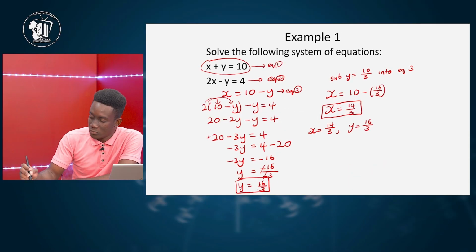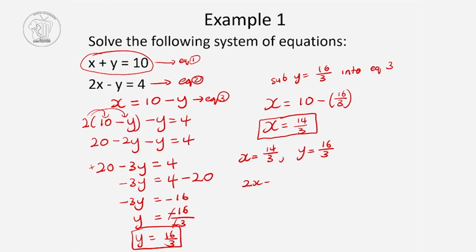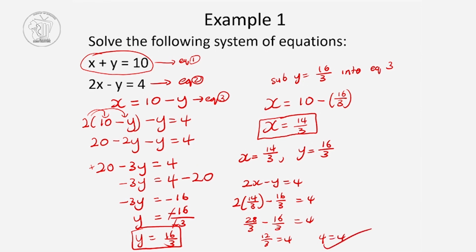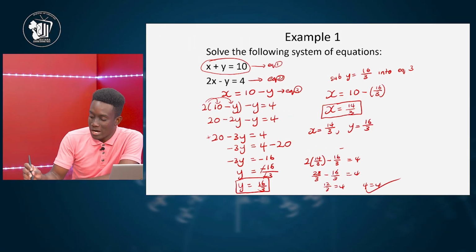So let's check equation 2. Equation 2 is 2x minus y is equal to 4. So it will be 2 multiplied by x, which is 14 over 3, subtract y, which is 16 over 3, should be equal to 4. 2 times 14 over 3 will give you 28 over 3, minus 16 over 3 should be equal to 4. So 28 minus 16 would give you 12 over 3 is equal to 4, and 12 divided by 3 is 4. So 4 is equal to 4, so that checks out as well. So we know our answers that we got were correct.